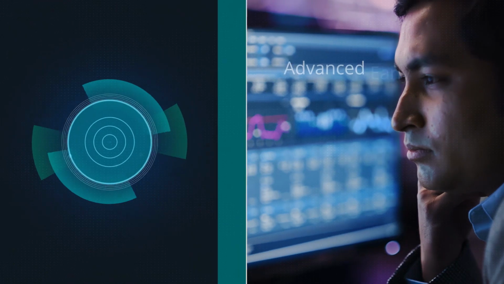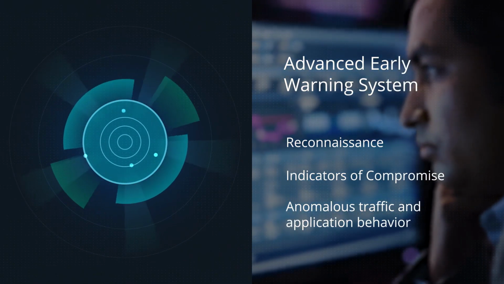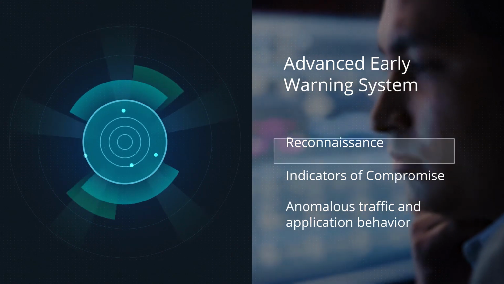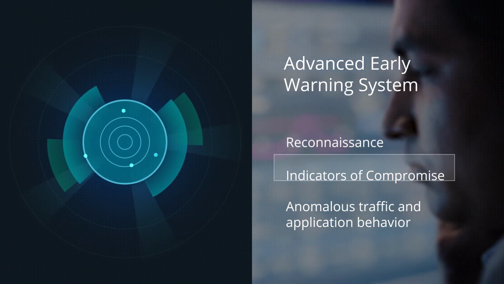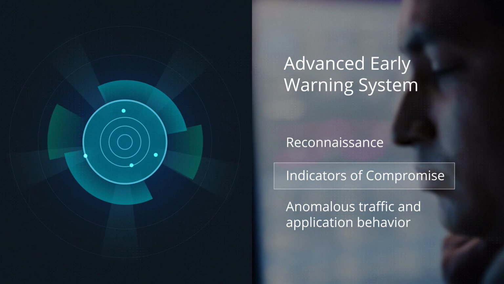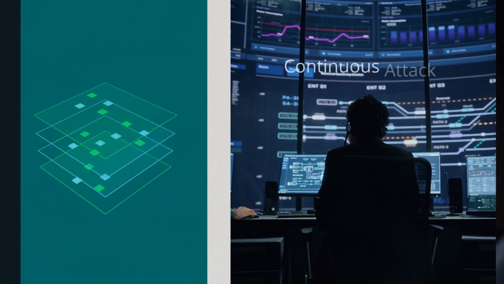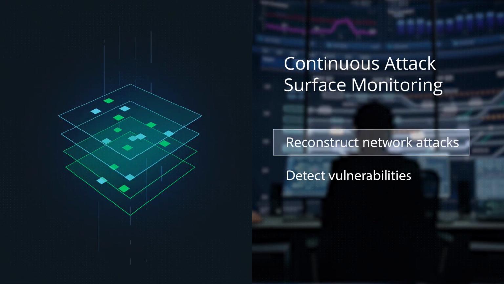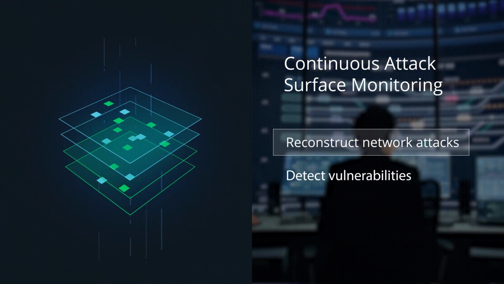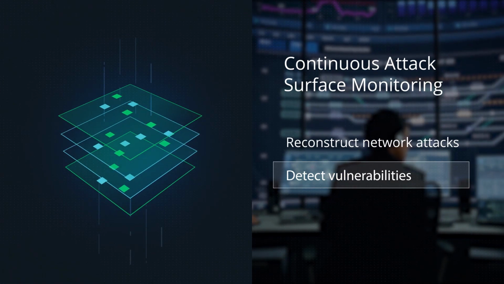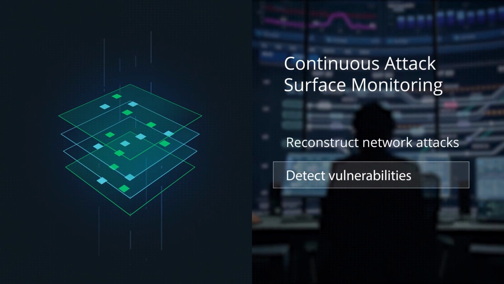With our advanced early warning system, you can continuously monitor your entire network for signs of future attack by detecting reconnaissance, known indicators of compromise, or anomalous traffic and application behavior. With our continuous attack surface monitoring, you can reconstruct the network attack surface within seconds of any change and detect vulnerabilities that may pose a threat.